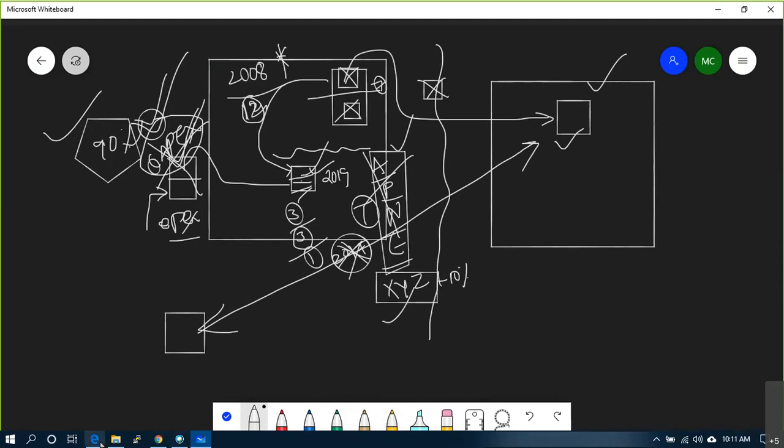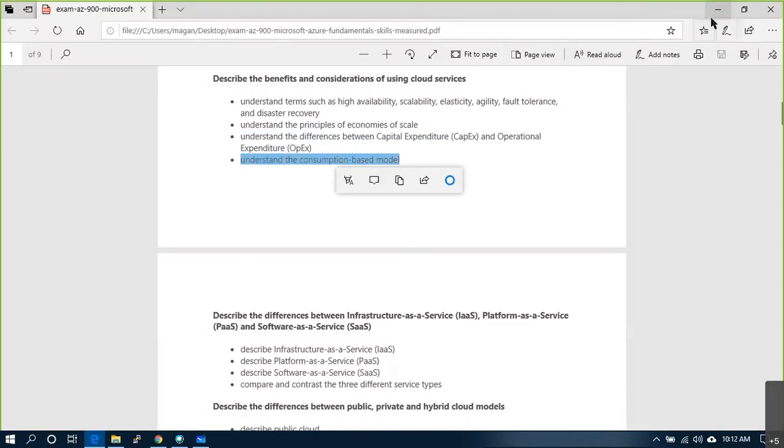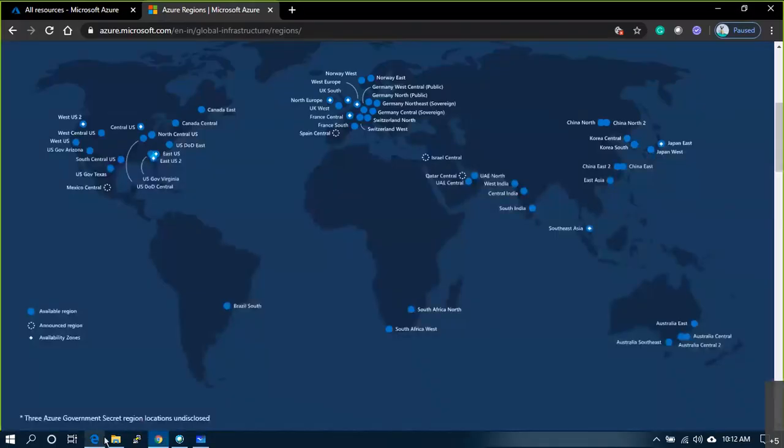Clear? On capex, opex? Yep, thank you. Understand the consumption-based model? Okay. I need 8 servers today. Pay for 8 servers. Tomorrow morning, I need 11. Create 3 more and start paying for 3 more for tomorrow onwards. When you need it, you create it. When you don't need it, destroy it.